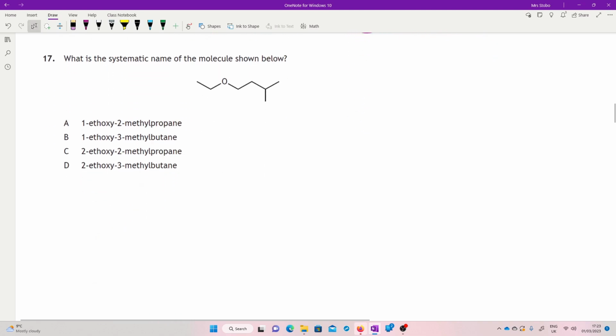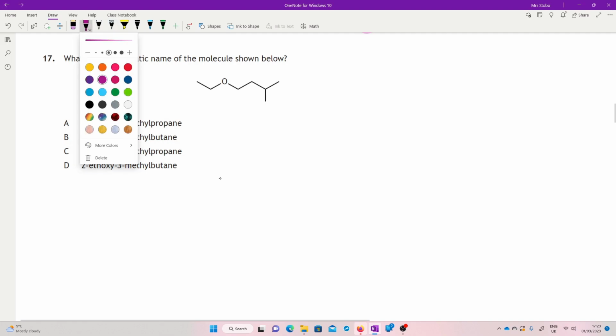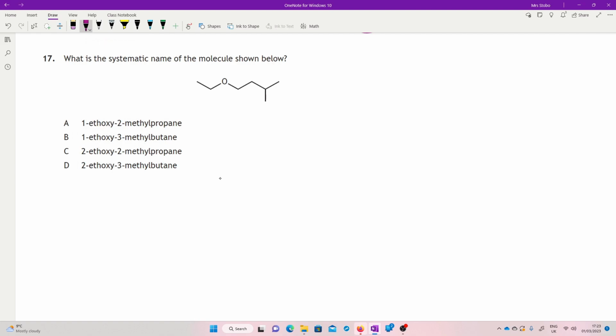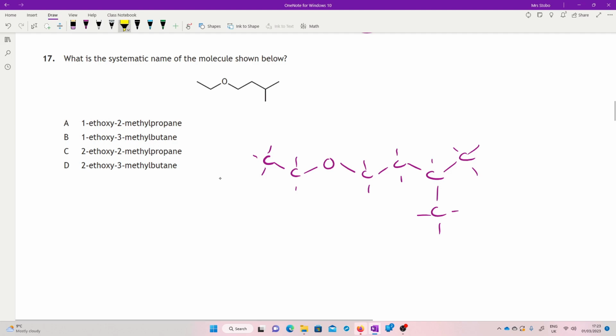Question 17. What is the systematic name of the molecule shown below? This molecule has been given in skeletal formula form, just to check if you can do it. That's obviously why they've got that there. So let's draw it out in full, if that helps. We've got a CH3 at the end, and then a CH2. We've then got an O in the middle here, a CH2, CH2, a CH, a CH3, and a CH3 coming down here. So this is what makes it an ether.